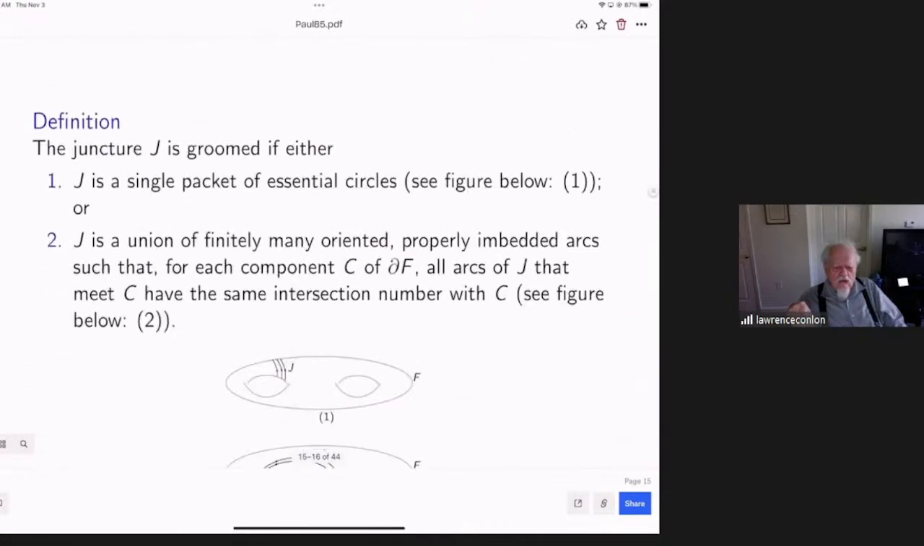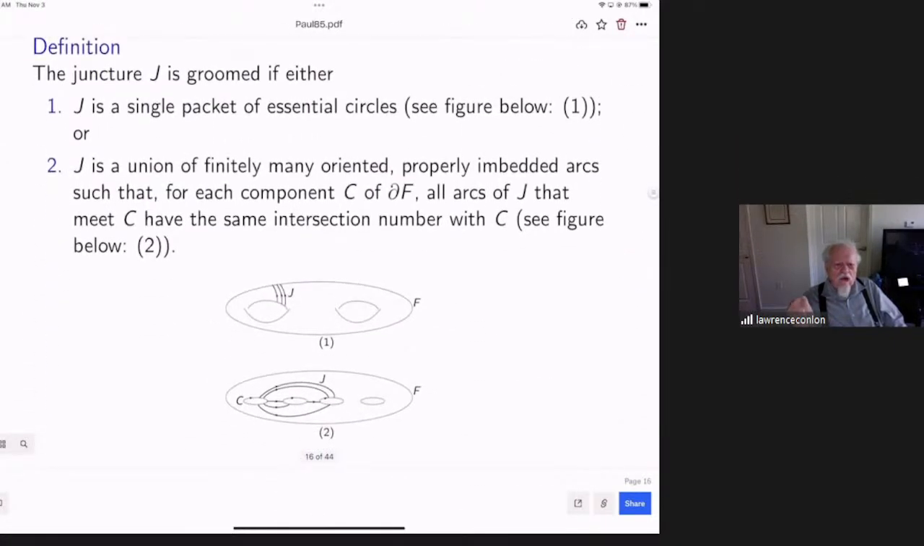Next slide. The juncture is groomed if either it is a single packet of essential parallel circles, that's shown in figure 1 below, where F is a two-hole torus, or J is a union of finitely many oriented, properly embedded arcs, such that for each component of the boundary, all of the arcs of J that meet that component have the same intersection number with that component.